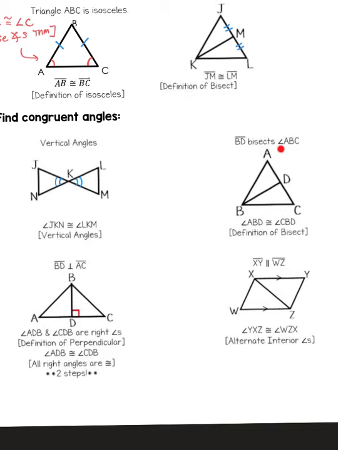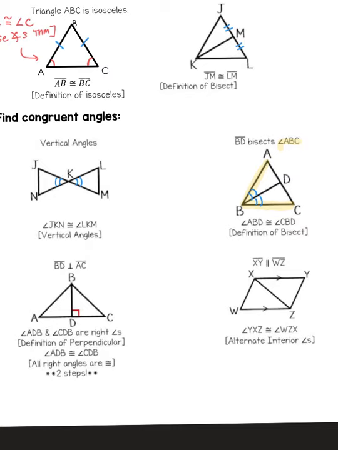We can also have an angle bisector. So instead of bisecting a side, we're bisecting this angle. When you're documenting that given information on your triangle, I would recommend you highlight the angle that's being bisected. If I'm cutting this yellow angle in half, angle ABC, I get two congruent angles here, angle ABD and angle CBD. And our reason would be definition of bisect.